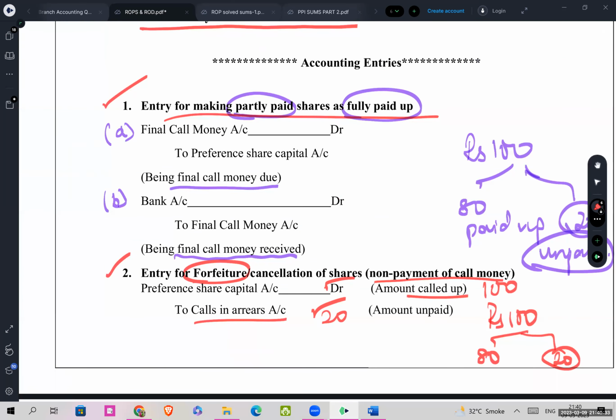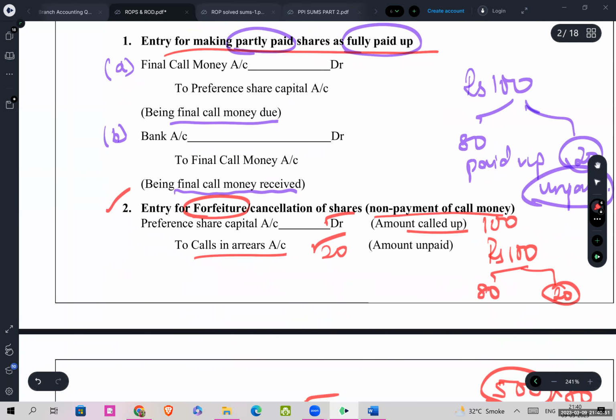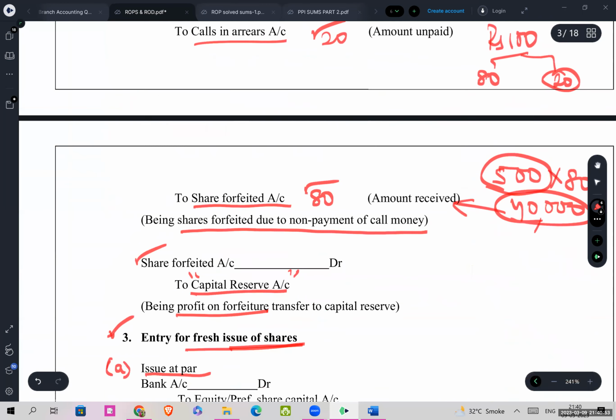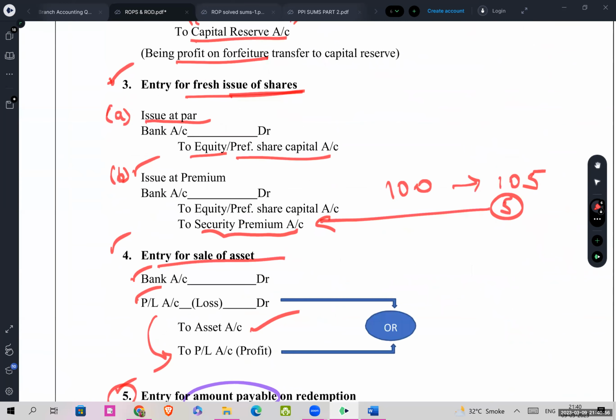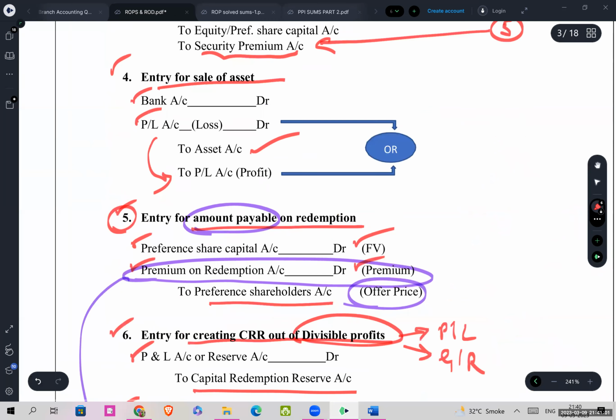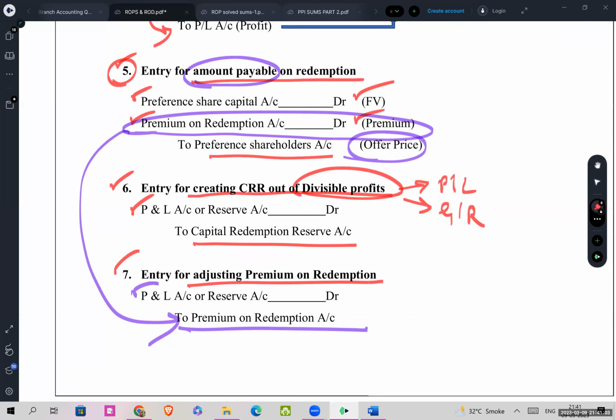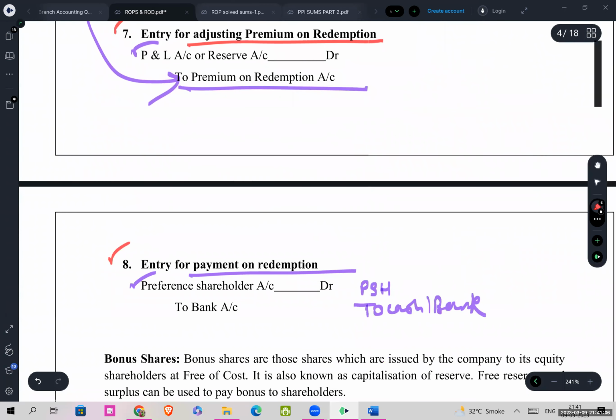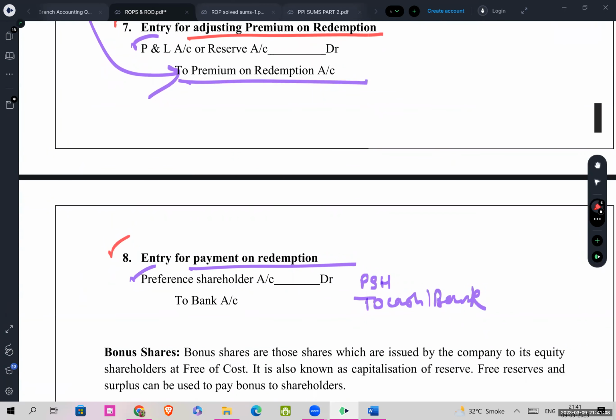Say for example, अगर shares already fully paid है, अगर balance sheet में बोला है, question में बोला है कि shares fully paid है, तो ये first entry का तो काम ही नहीं है ना, बिकॉज फर्स्ट एंट्री क्या बोलता है, पार्टली पेड को फुली पे करना है। लेकिन अगर आपका शेयर फुली पेड अप है तो आपको फर्स्ट एंट्री की जरूरत नहीं है, सेकंड स्टेप की जरूरत नहीं है, बराबर ना? या you can directly go with fresh issue, entry for sale of asset, amount payable on redemption, then entry for creating CRR, then entry for adjusting premium on redemption, entry for payment of redemption. Is that clear?